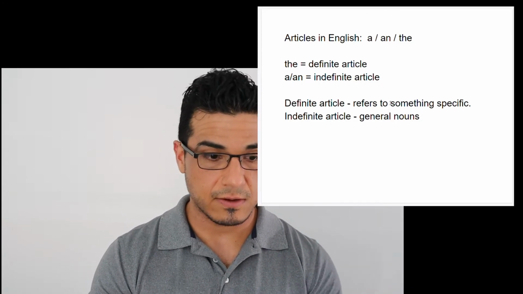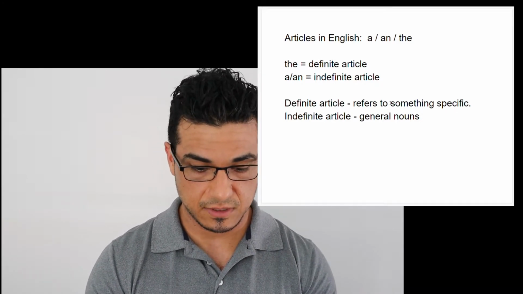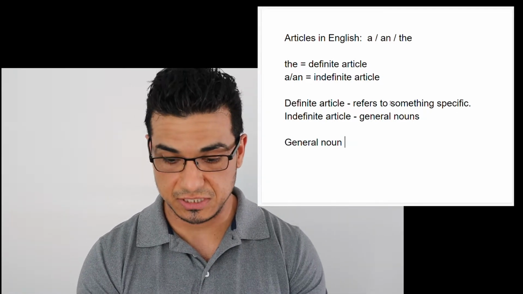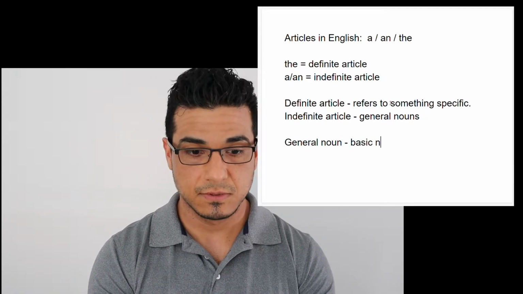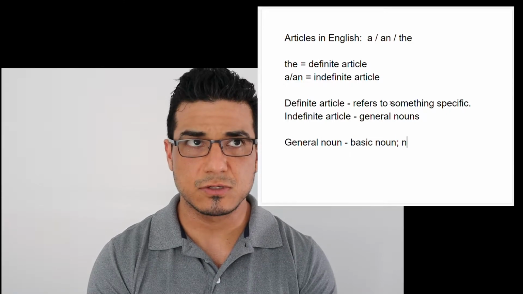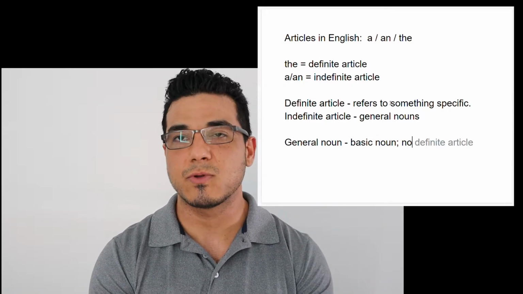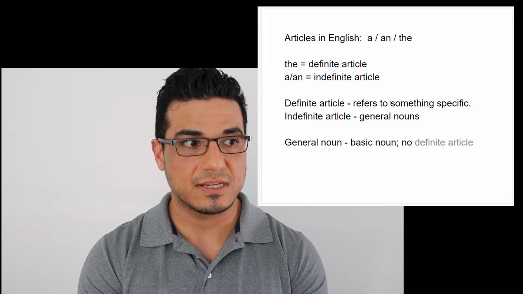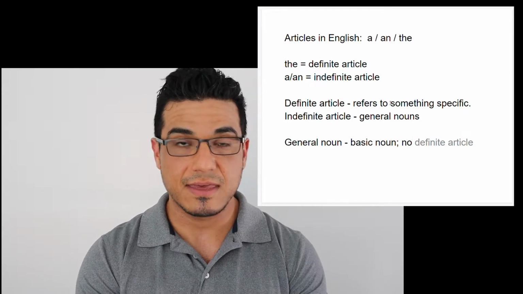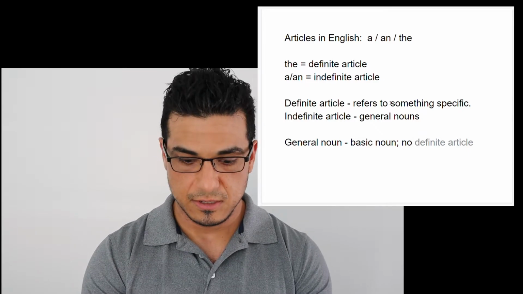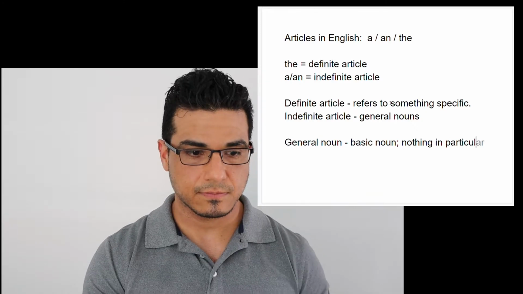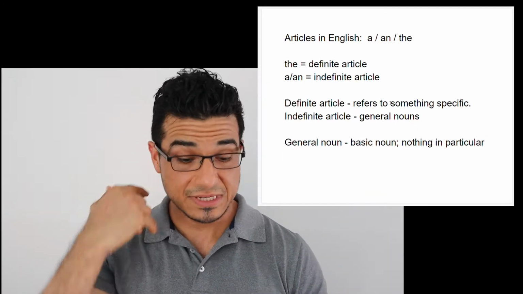Well, what's a general noun? We'll talk about a and an first. A general noun is simply that. It's just a basic noun. It's usually without a name. Let me rephrase. It's not without a name per se. It just doesn't comment on anything in particular. Okay? So I'll just write that in. Nothing in particular. And let's go over some examples.